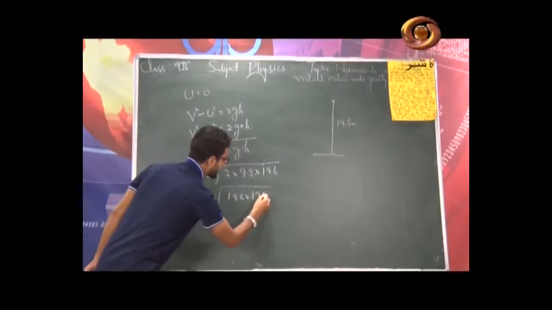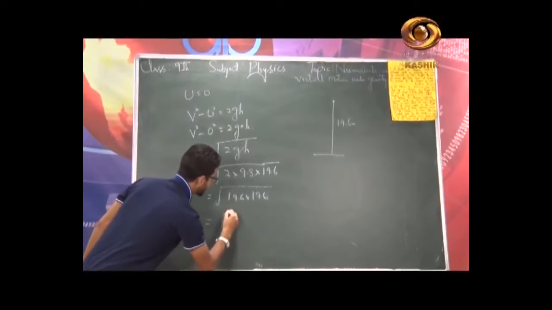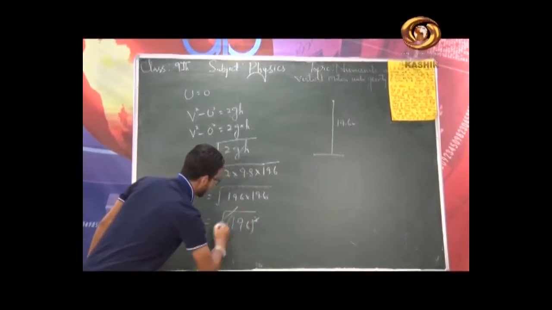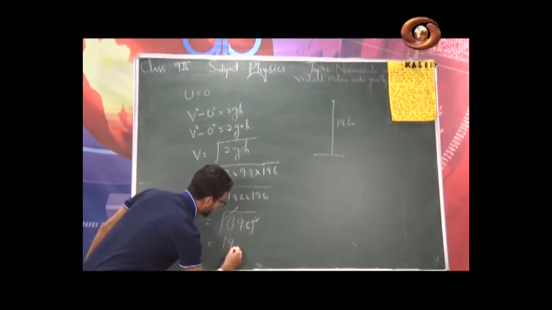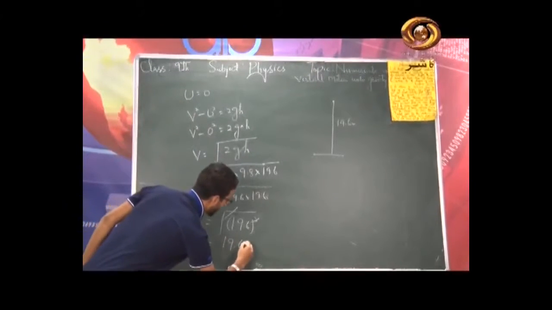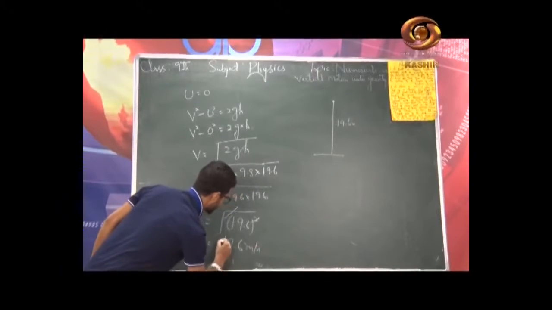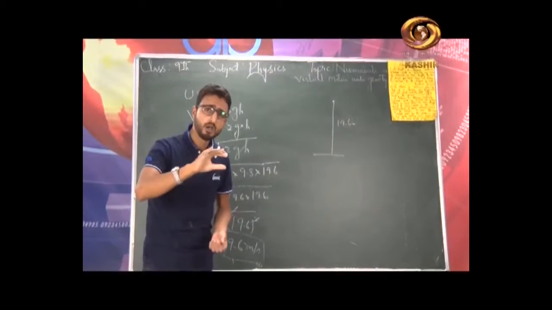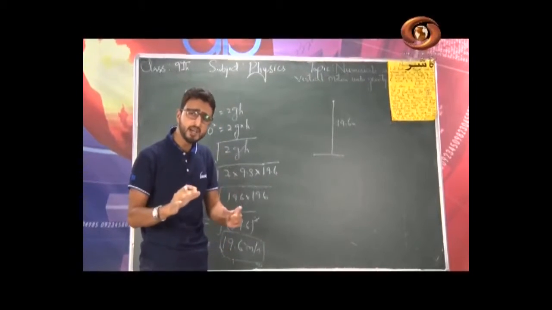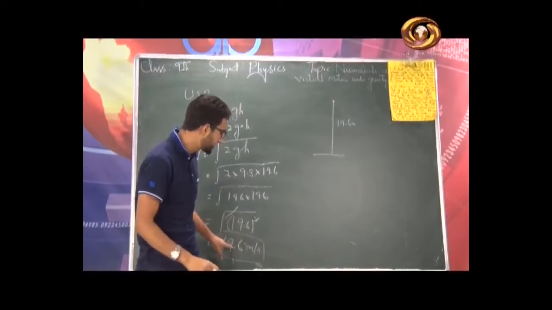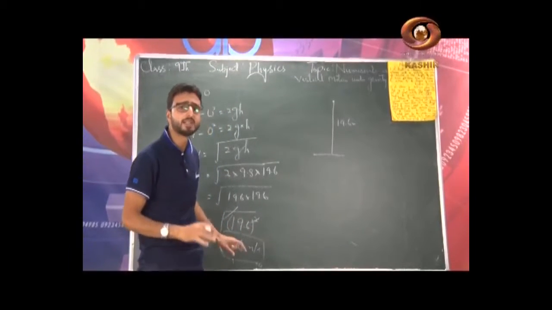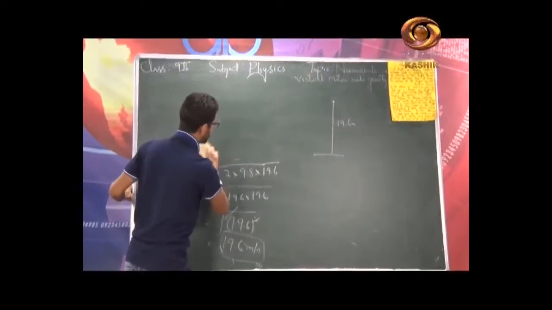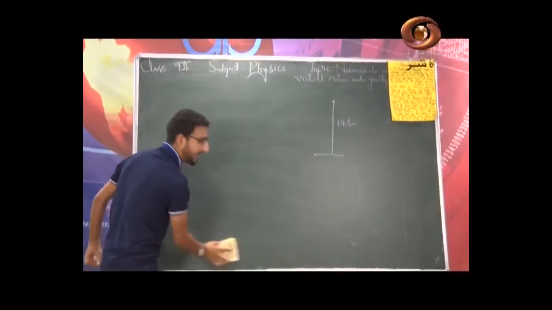19.6 into 19.6, that is 19.6 square. Square and root will cancel. So this is simply 19.6. We are interested in calculating the final velocity, so the unit will be meter per second. So the ball or the stone will hit the ground with this very velocity, that is 19.6 meter per second. So it was an easy question to solve. So this was question number 2 regarding vertical motion under gravity.